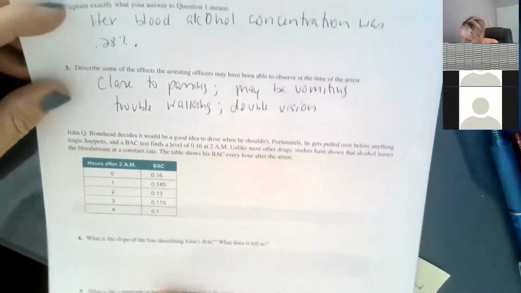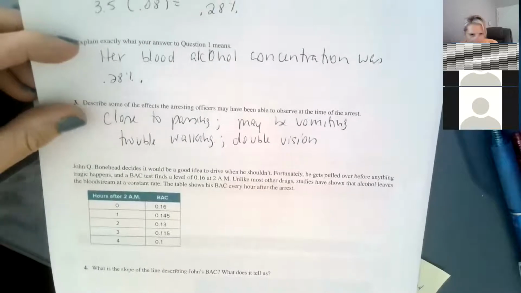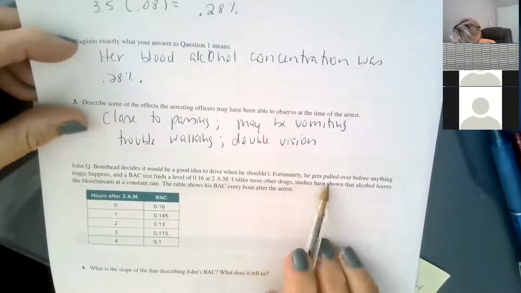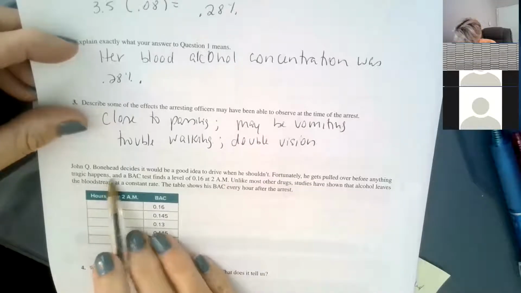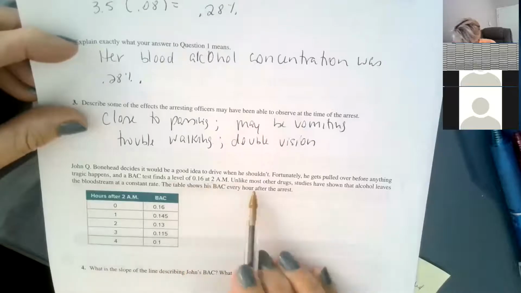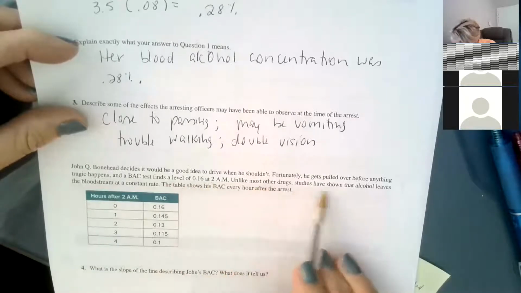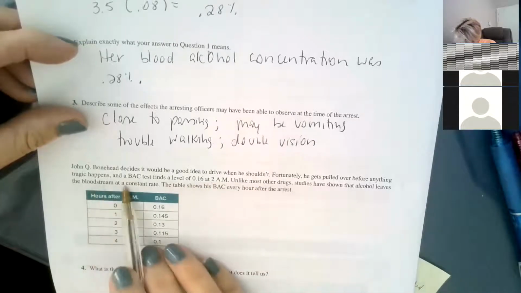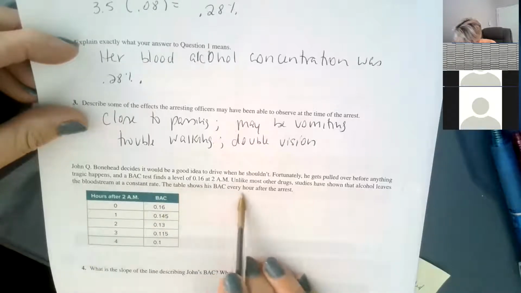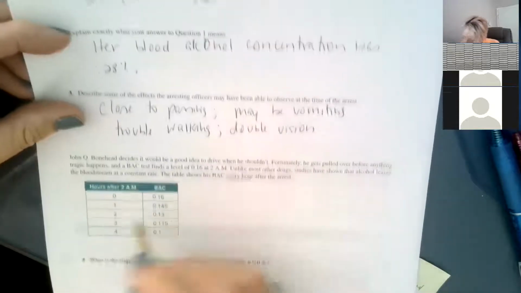Okay, so it says John Q. Bonehead decides it would be a good idea to drive when he shouldn't. Fortunately, he gets pulled over before anything tragic happens, and a BAC test finds a level of 0.16 at 2 a.m. Unlike most other drugs, studies have shown that alcohol leaves the bloodstream at a constant rate. The table shows his BAC after every hour after the arrest.